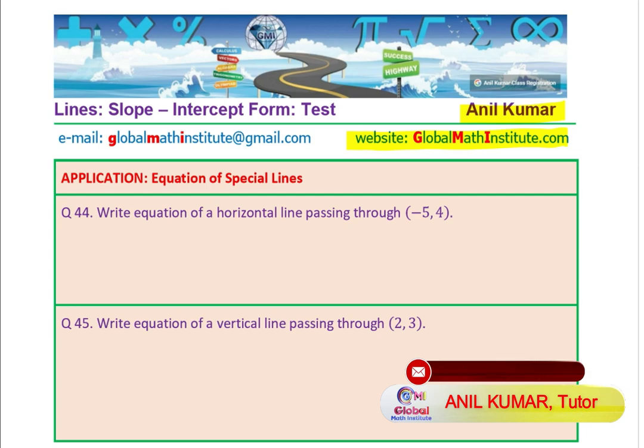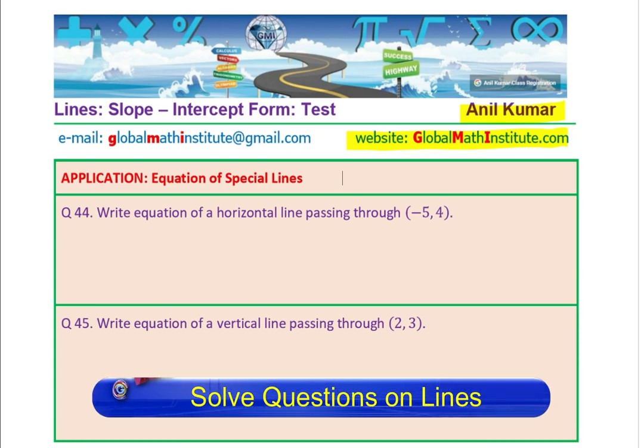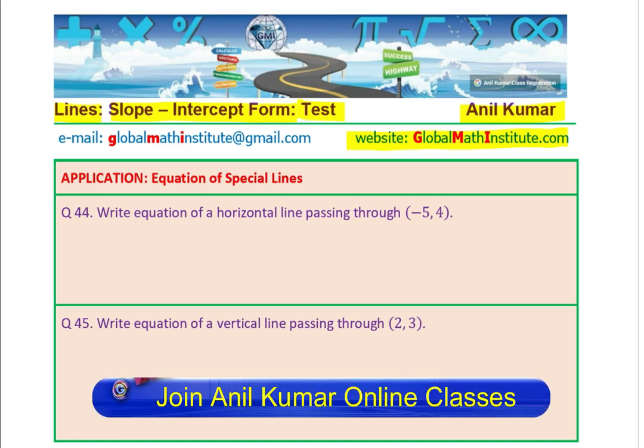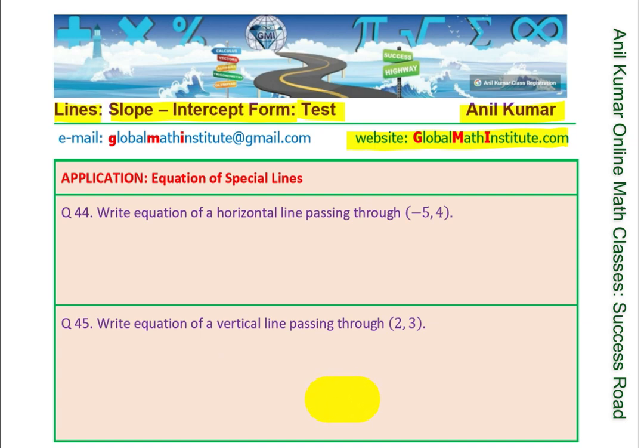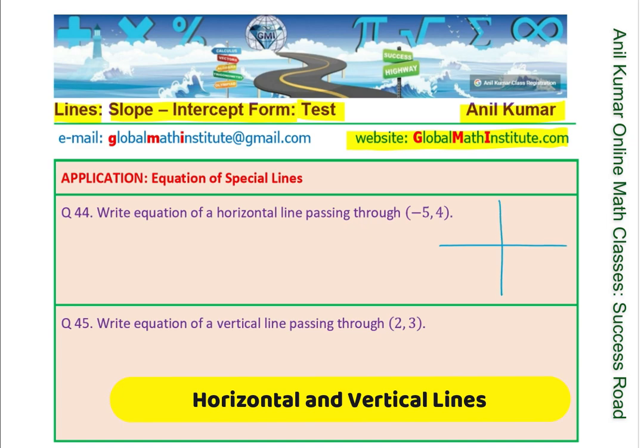Let us continue with the solution of the 60 questions asked in the earlier video. So it's a marathon on lines given in slope intercept form test. Here is question number 44, application: equation of special lines. Write the equation of a horizontal line passing through (-5, 4), and question 45 is write the equation of a vertical line passing through (2, 3). Very important question. Let us see and understand how we do so.